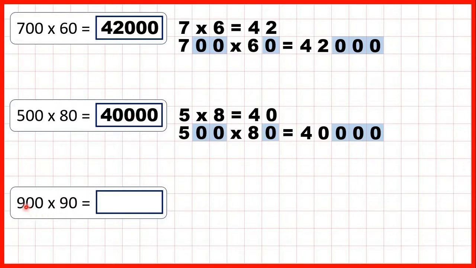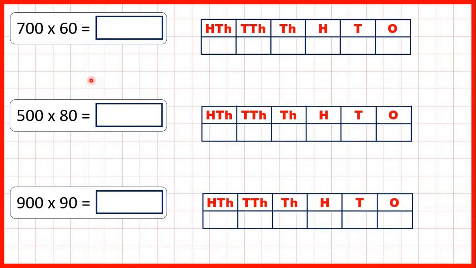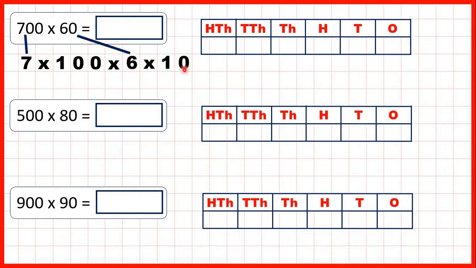Now we have 900 times 90. 9 times 9 is 81, so 900 times 90 is 81,000, because after we've written the 81, because there are 3 end zeros in the question, we need 3 end zeros in the answer. So that's 81,000. And to see why this method works, remember 700 is 7 times 100, and we're multiplying by 60, and that's 6 times 10.